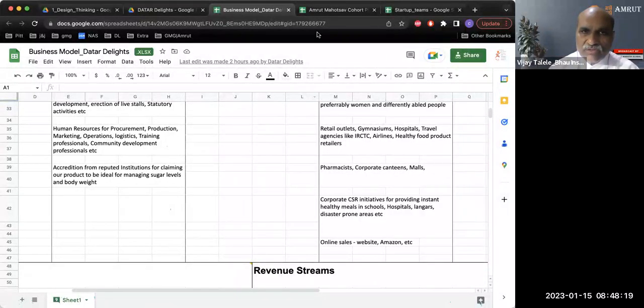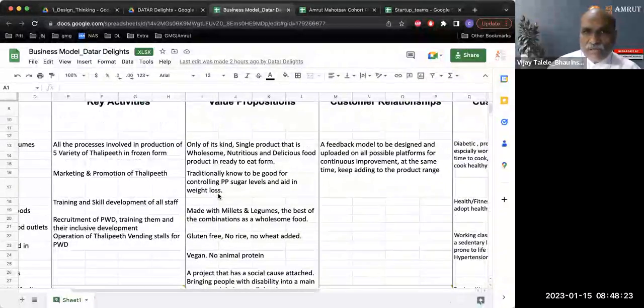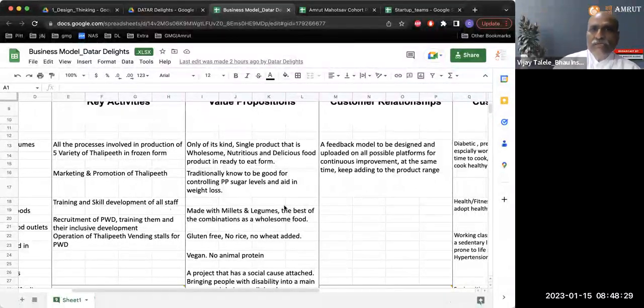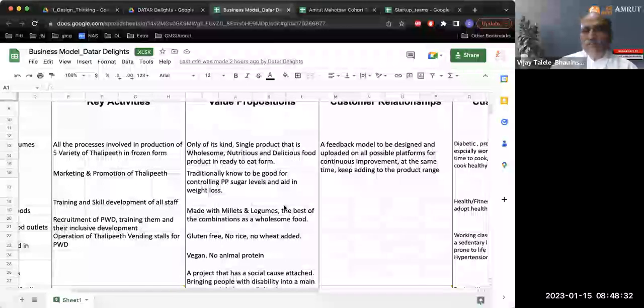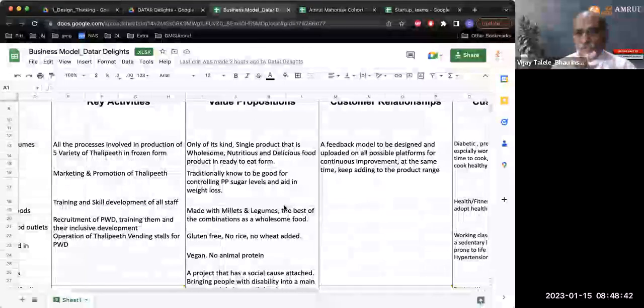Well, can you go to customer relationships? A feedback model to be designed and uploaded on all possible platforms for continuous improvement, and at the same time keep adding to the product range. See, you can improve this block to some extent. The way you need to look at building this block is, how will you make customers aware of your product first?